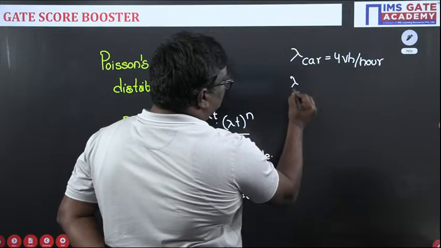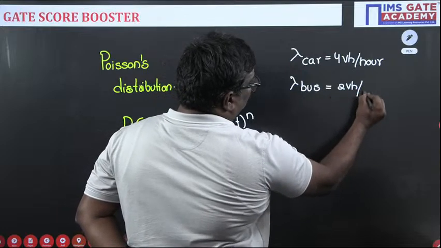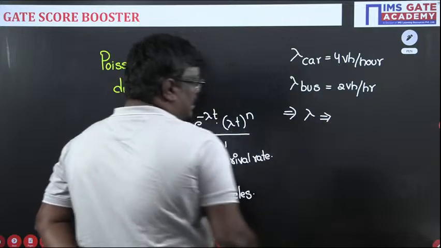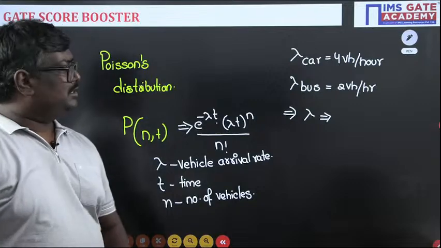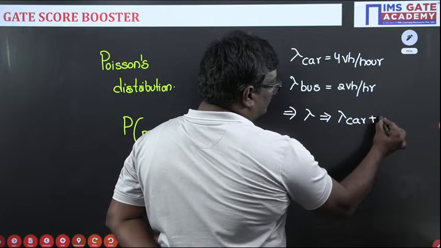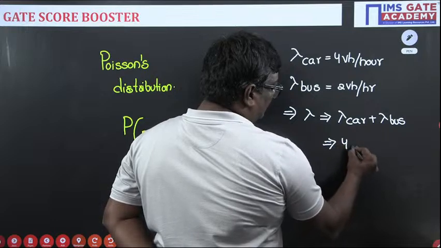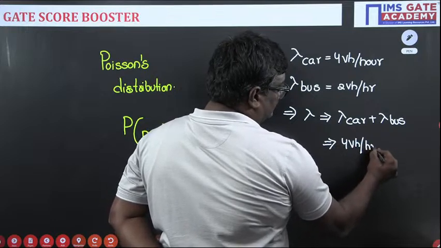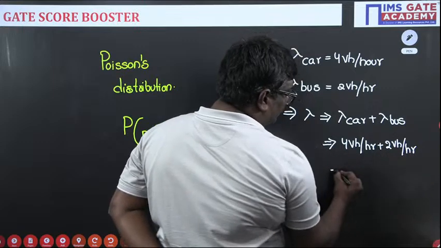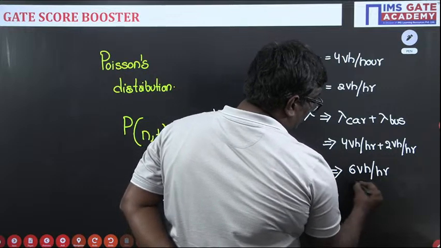And lambda of bus is 2 vehicles per hour. So what will be the lambda here? Lambda will be equal to how much, my dear students? Lambda will be equal to lambda of car plus lambda of bus. So this will be equal to 4 vehicles per hour plus 2 vehicles per hour. So this will be equal to 6 vehicles per hour.